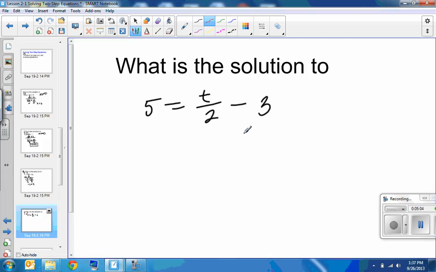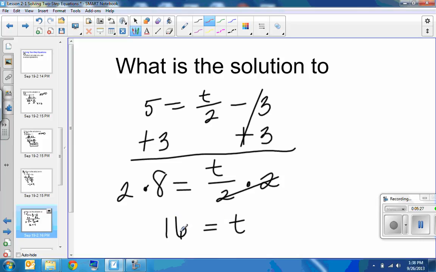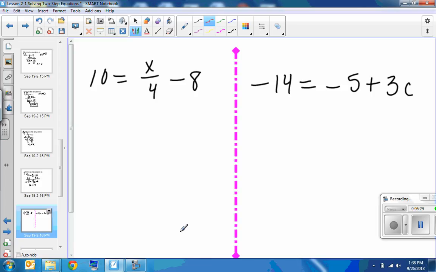So the opposite of subtraction is adding. Cancels out. 5 plus 3 is 8 equals x divided by 2. Opposite of dividing is multiplying. Cancels out, and x equals 16. Go ahead and try these two on your own.